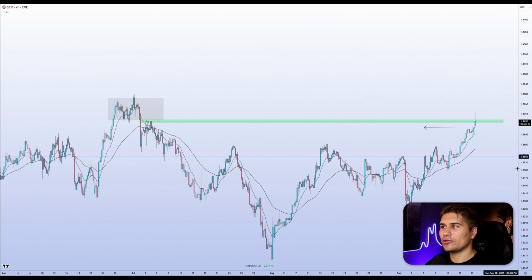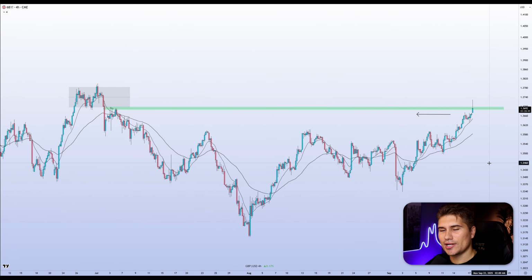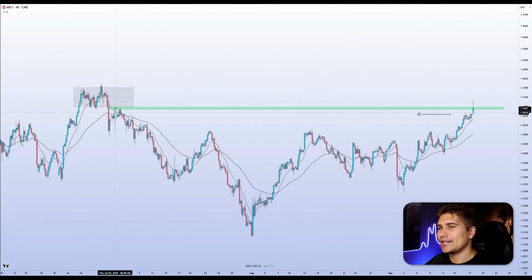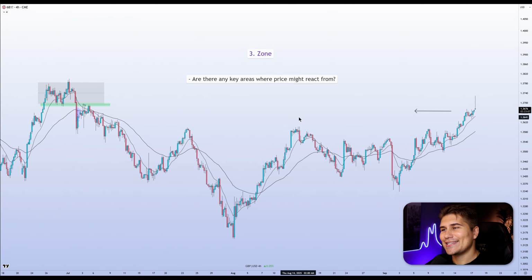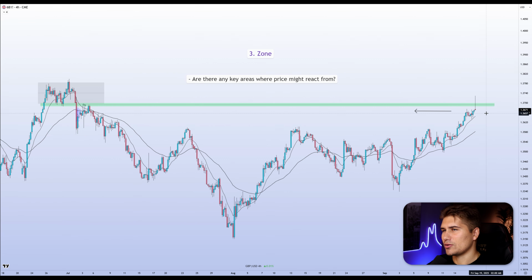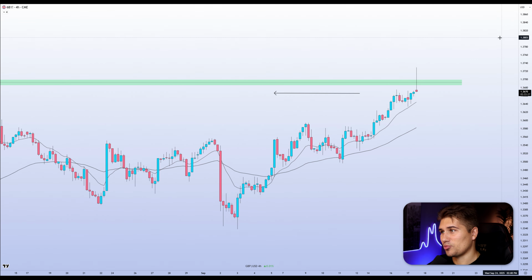So our overall narrative or story is that the price is bullish, but we did encounter a point of resistance that the price previously rejected, and it also filled the gap that was residing in this region. However, as of right now, we still have yet to see if it holds up or below that level. And this is where step number 3 ties into number 2, because for number 3, we're looking for the zone. So are there any key areas where we might react from? Yes. And that's actually what the price is doing right now.